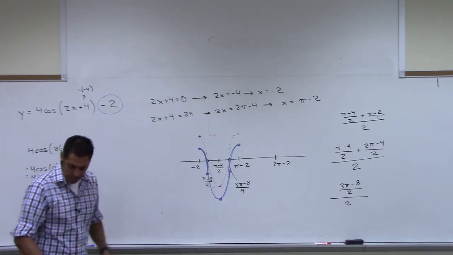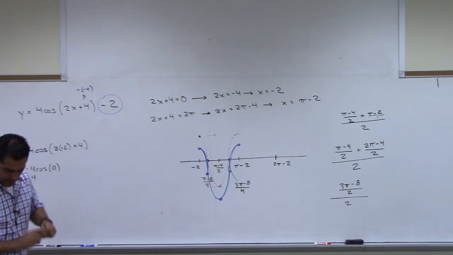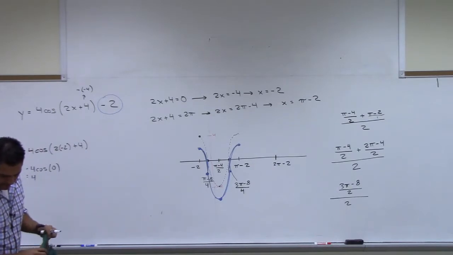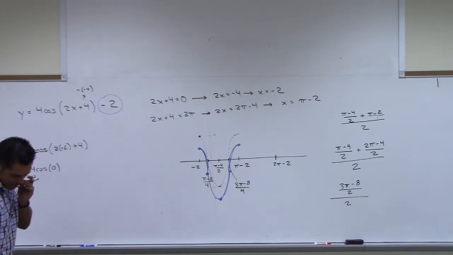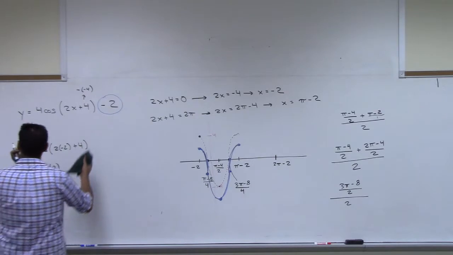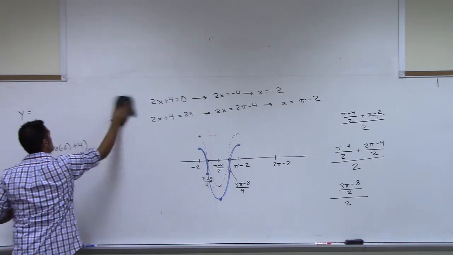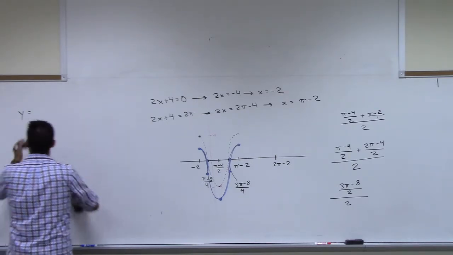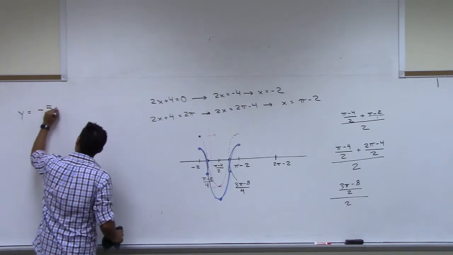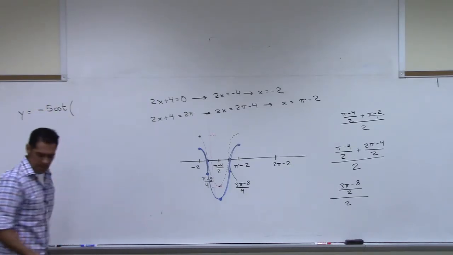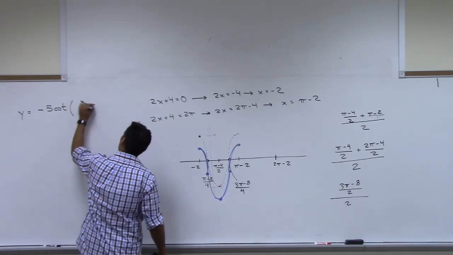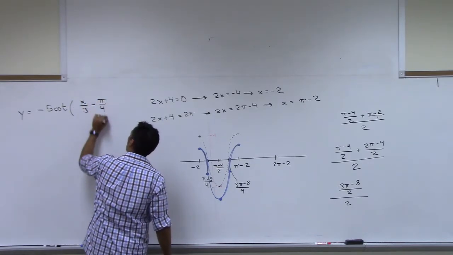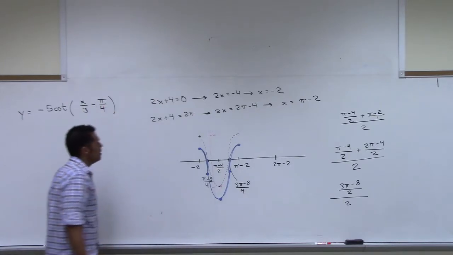All right, let's continue. We'll do one more graph. Let's do a cotangent: negative 5 cotangent of x over 3 minus pi over 4.